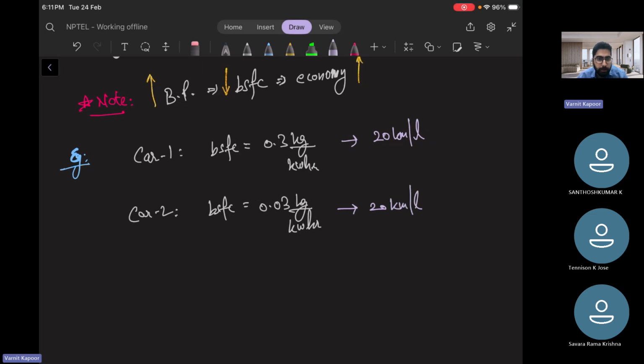Now you tell me, by looking at this, if an examiner asks a question, which engine is much better? Can anyone of you tell me which engine is much better, of car 1 or car 2, and why? Just explain from the concept.